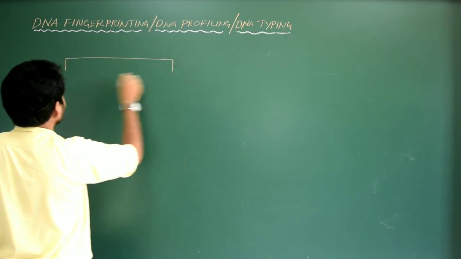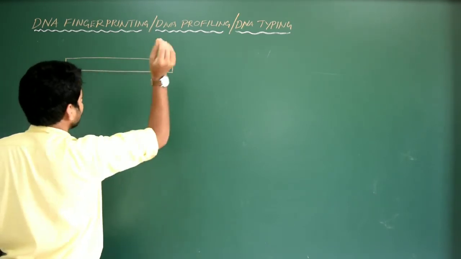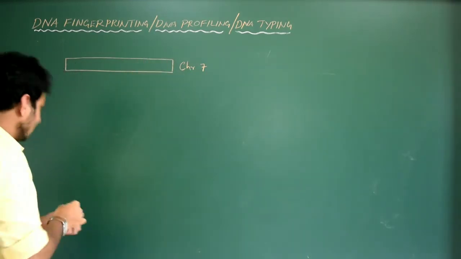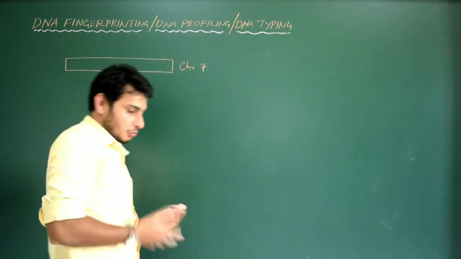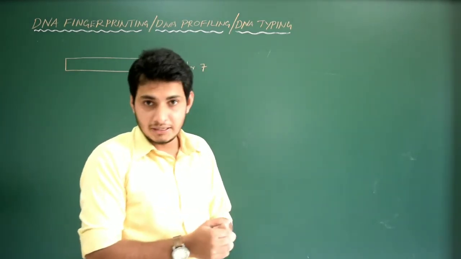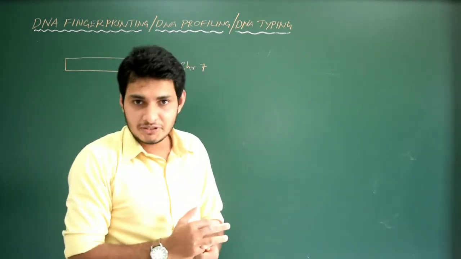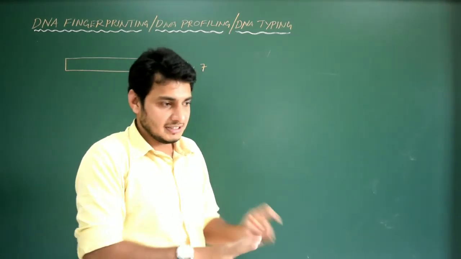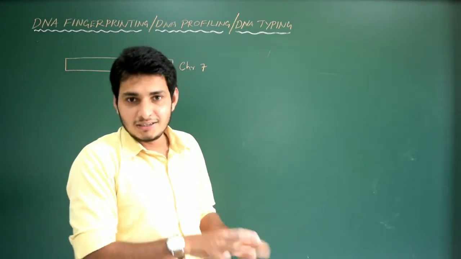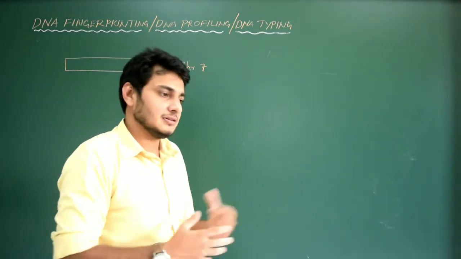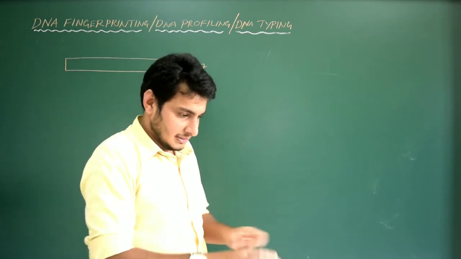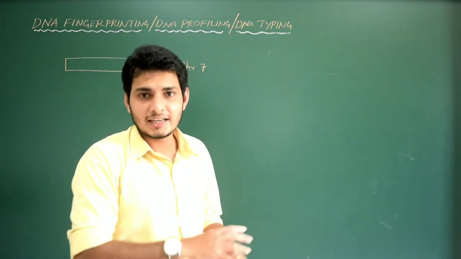Let us imagine this is now chromosome number 7. Okay. Before that, let me tell you how. Let us say I am the criminal and I have killed a person, and after the crime I escaped from the spot. The forensic people, the policeman and the scientist, they visit and they collect the samples, whatever they get in the crime spot.